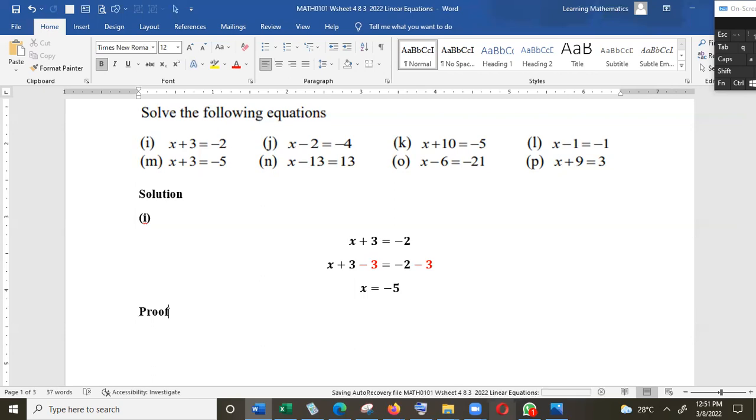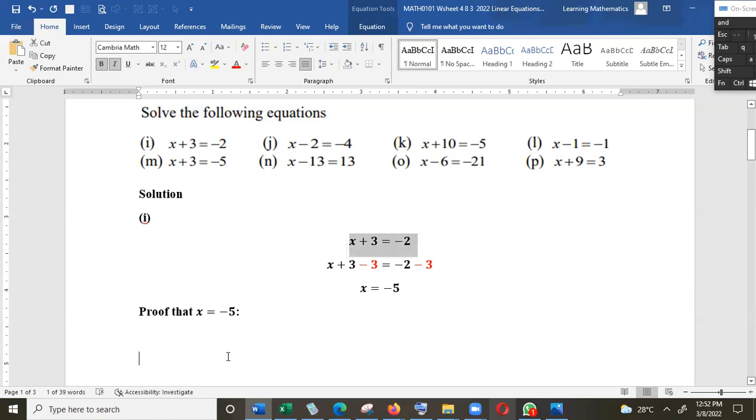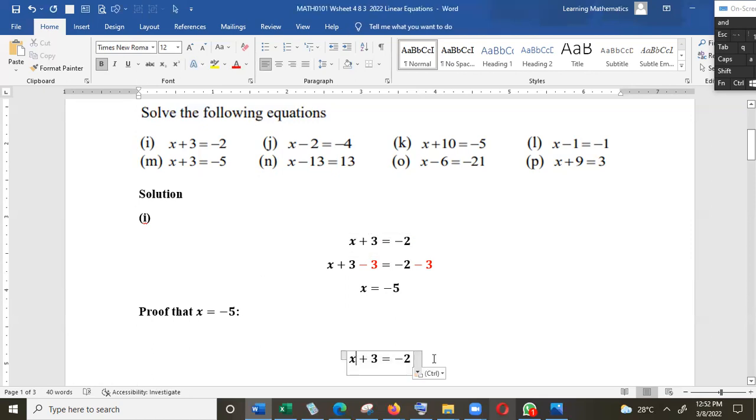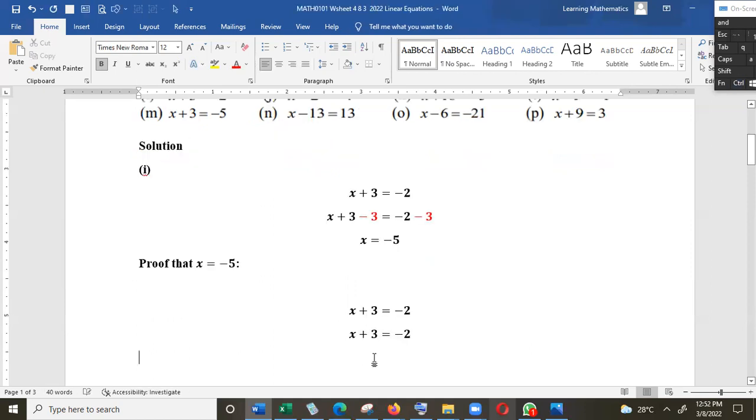prove that x is equal to -5. The proof is not mandatory, but you can just practice it. It's good practice. To prove that x is equal to -5, we're going to substitute -5 into the original equation. So wherever we see x, we're going to put -5, because we said x is equal to -5, and we're going to see if we get -2 for our answer.